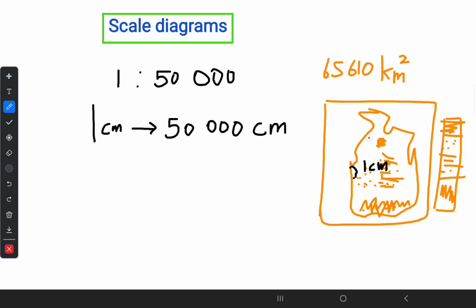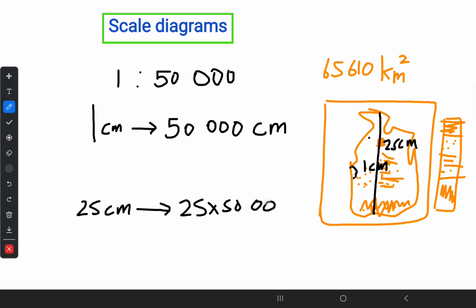Likewise, I will measure from here to here, from Jaffna to Galle or Matara. On the map I measure 25 centimeters. I am taking some random experimental value. So if this is 25 centimeters, according to our scale, just look at it. If 1 centimeter denotes 50,000 centimeters, 25 centimeters should be 25 times 50,000 centimeters. Try to understand. This is simple direct proportion. If 1 centimeter denotes 50,000, how much for 2 centimeters? 2 times 50,000 centimeters.